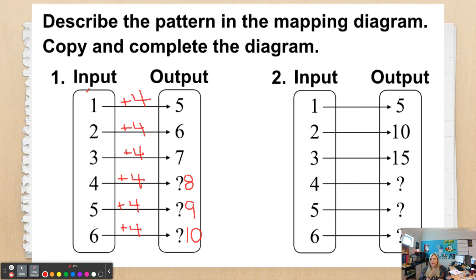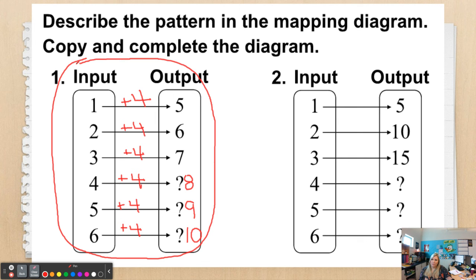So we have our input values. Then we wrote the little rule in the middle. We don't always have to write that there, but I just did to show you what was happening to the inputs to get our outputs in this. And this whole thing, the input and output with the 2 boxes and the arrows and the input values and the output values, it's called a mapping diagram. And we'll do number 2 together as a class.